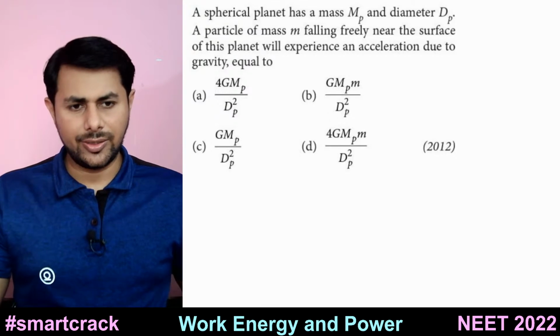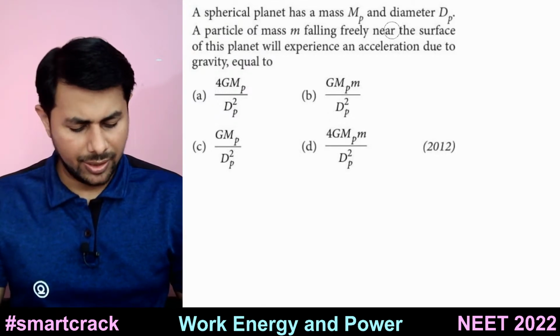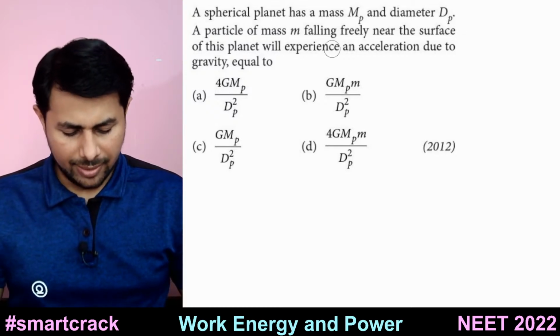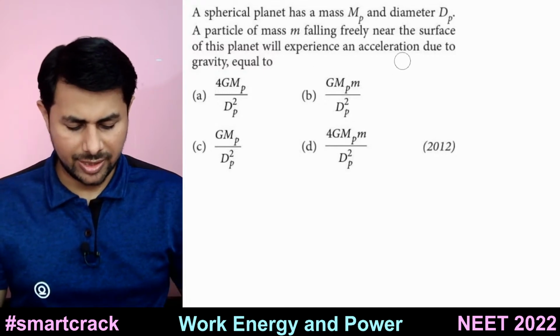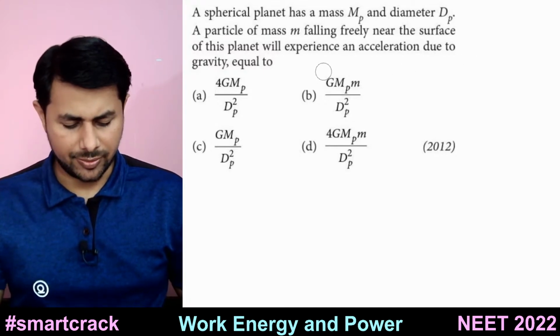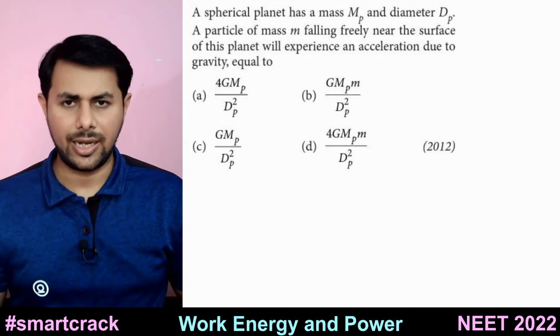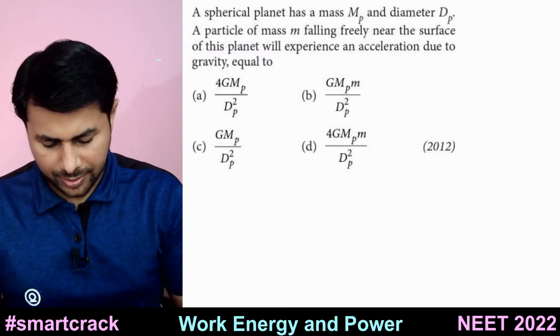The next problem is: a spherical planet has mass m suffix p and diameter d suffix p. A particle of mass m falling freely near the surface of this planet will experience an acceleration due to gravity equal to. Okay, so mass is given, diameter is given, and acceleration due to gravity is asked. So this should be simple.